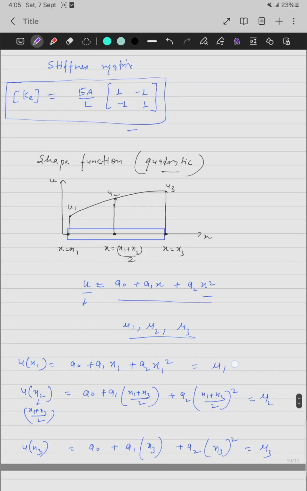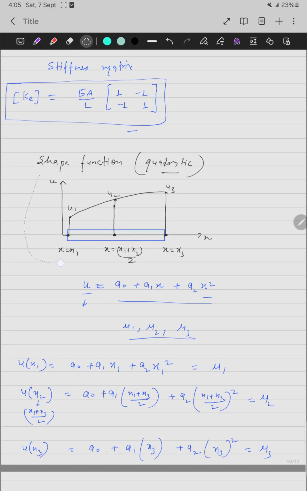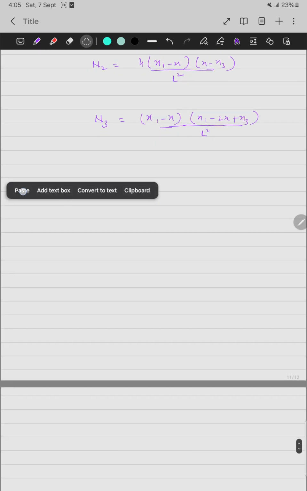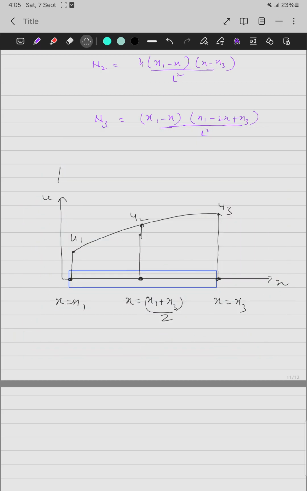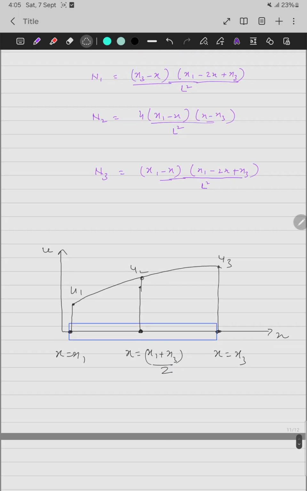So as I showed you here, let me copy this first. As I showed you here, n1 will give 1 at node 1. So I can say our n1 is this only, and it will be 0 at u2 and u3. Now this line denotes our n1 u1.